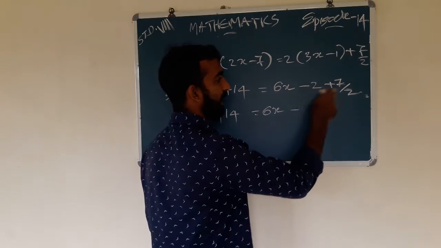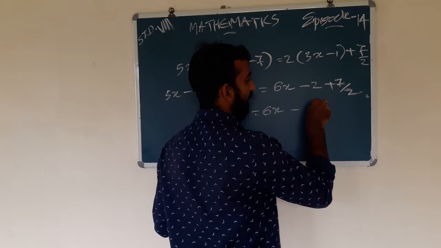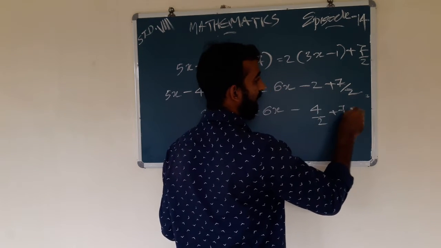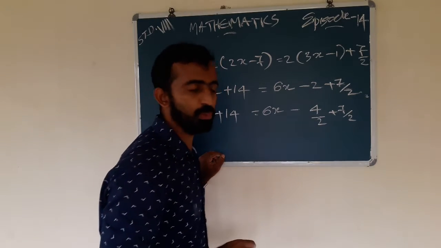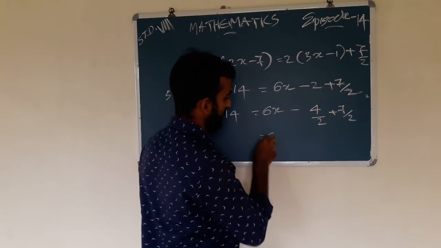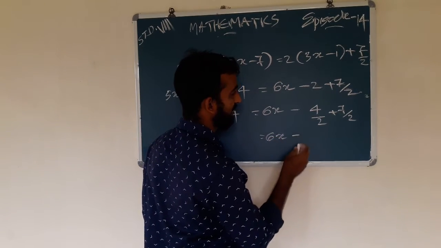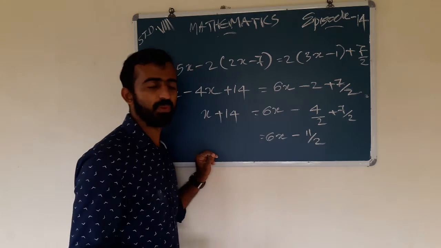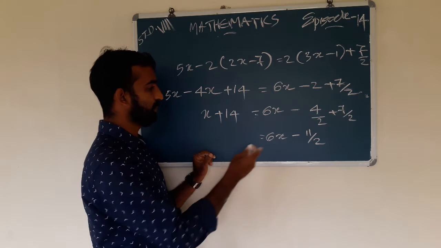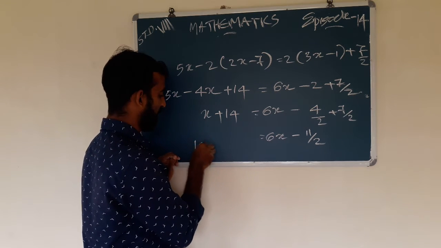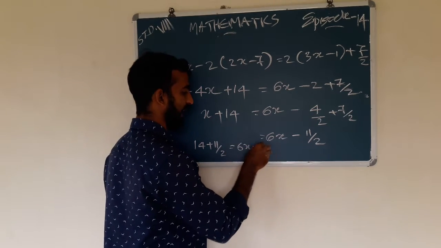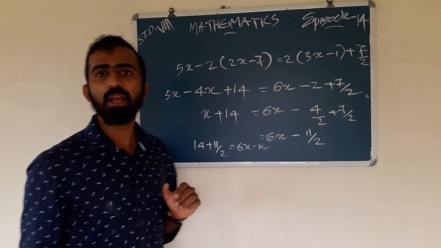that is, here we can add 4 by 2 plus 7 by 2. When we take the LCM, we get 2 as LCM, that is 6x minus 11 by 2. That is, when we move to the left side, that is 14 plus 11 by 2 equal to 6x minus 8. Is it?